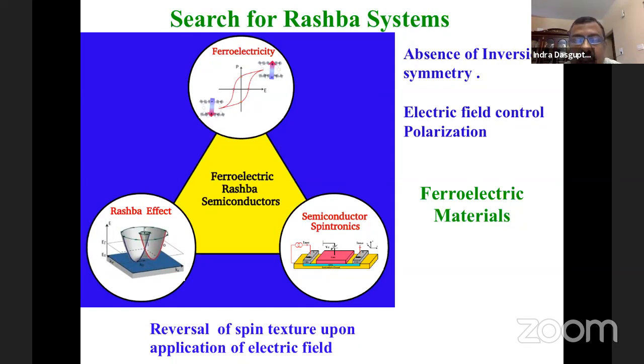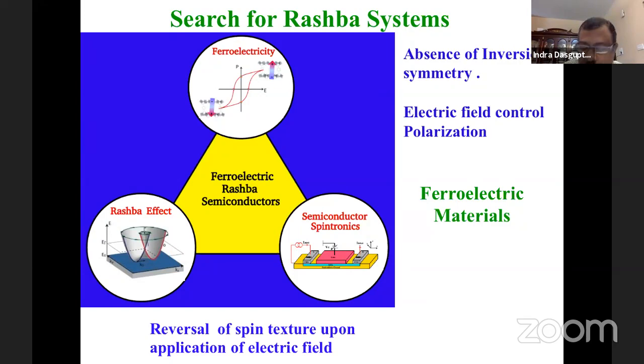So if we can identify a ferroelectric system which can host Rashba-Dresselhaus kind of spin-orbit coupling, then we have made huge progress, because now we can reverse the spin texture by the application of an electric field. And this is one of the requirements of semiconductor spintronics: controlling spin polarization by applying an electric field in contrast to magnetic fields.